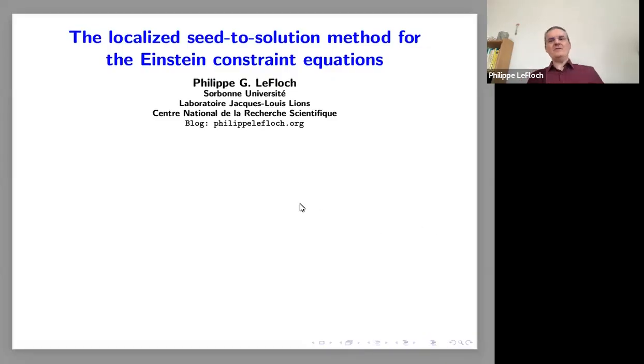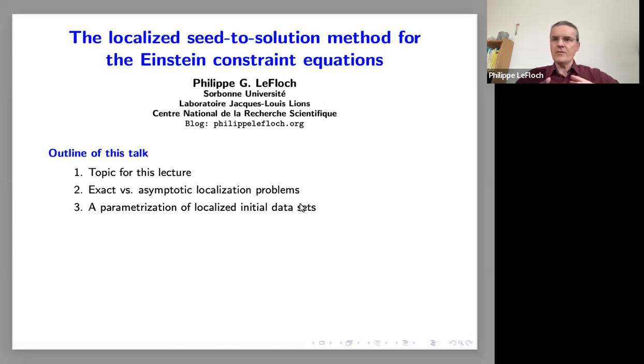So I'm going to talk about the Einstein constraints and the construction of solutions that have a certain localization property at infinity. In the beginning, I will basically review some work and some earlier results. And then I will present essentially 3 results.